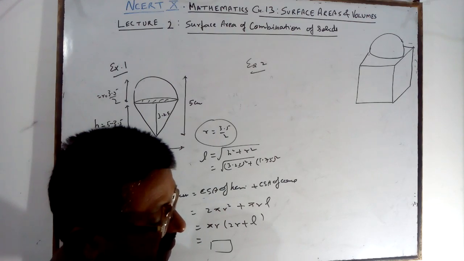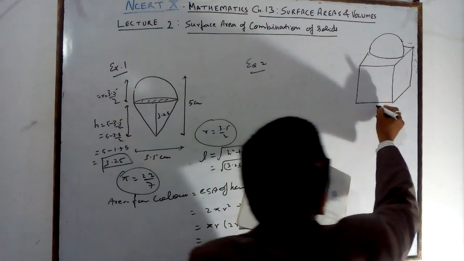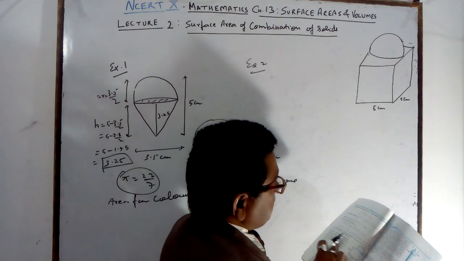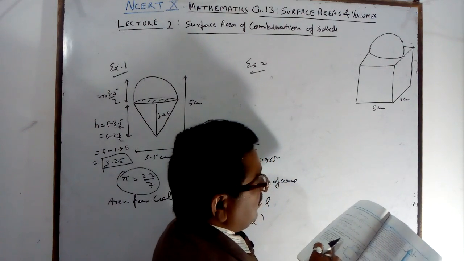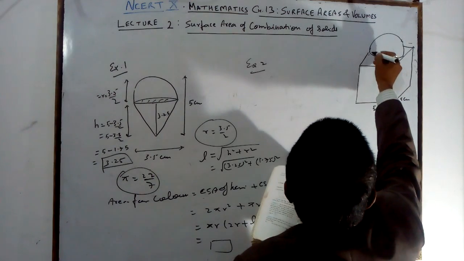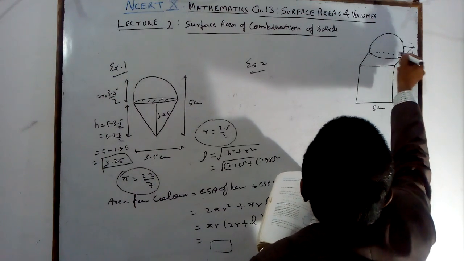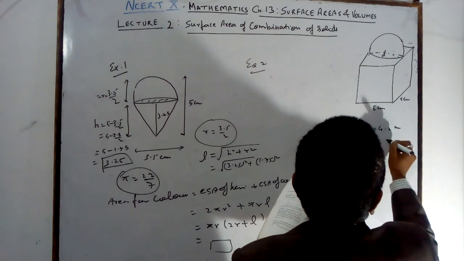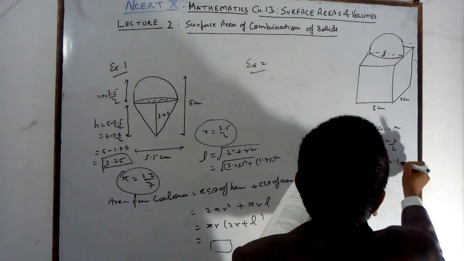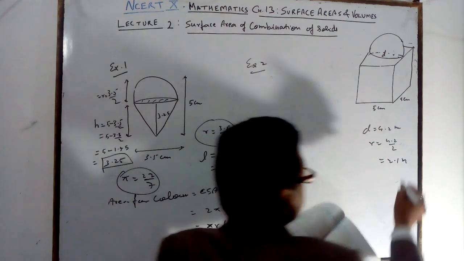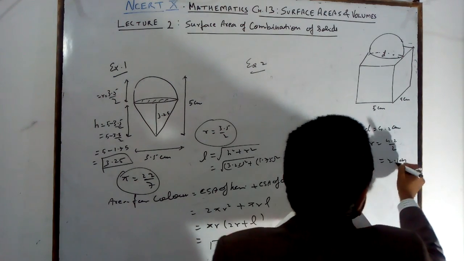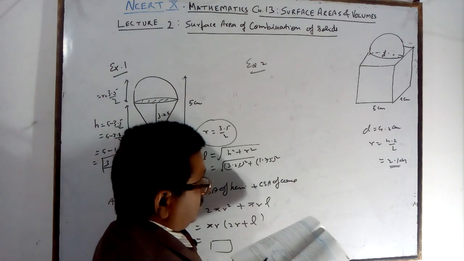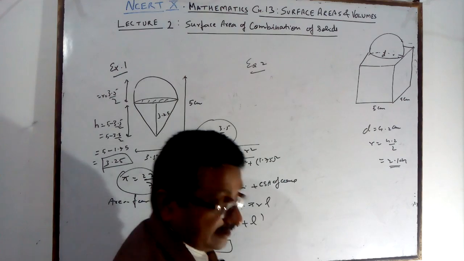The base of the block is a cube of edge 5 centimeter. It is given, 5 centimeter cube. And on the top of the block a hemisphere is fixed, of diameter 4.2. Its diameter is given, 4.2 centimeter. What is the radius? 4.2 by 2, 2.1 centimeter. 2.1 centimeter is the radius of the hemisphere. Your question is, find the total surface area of the block.